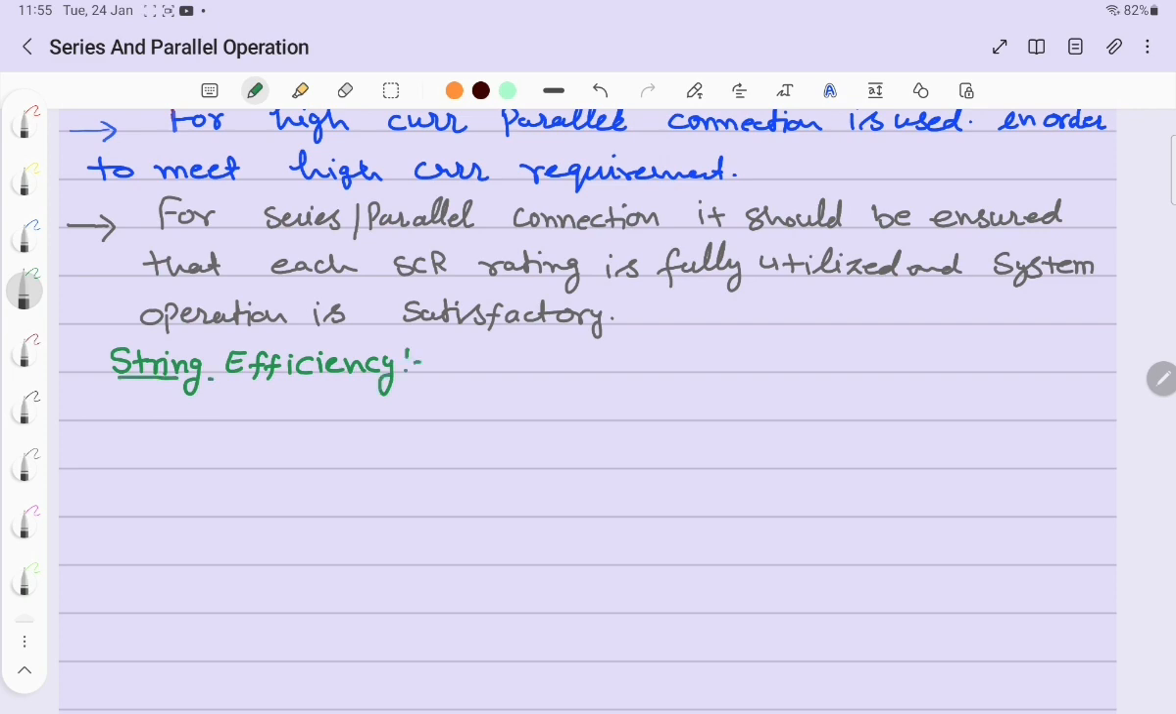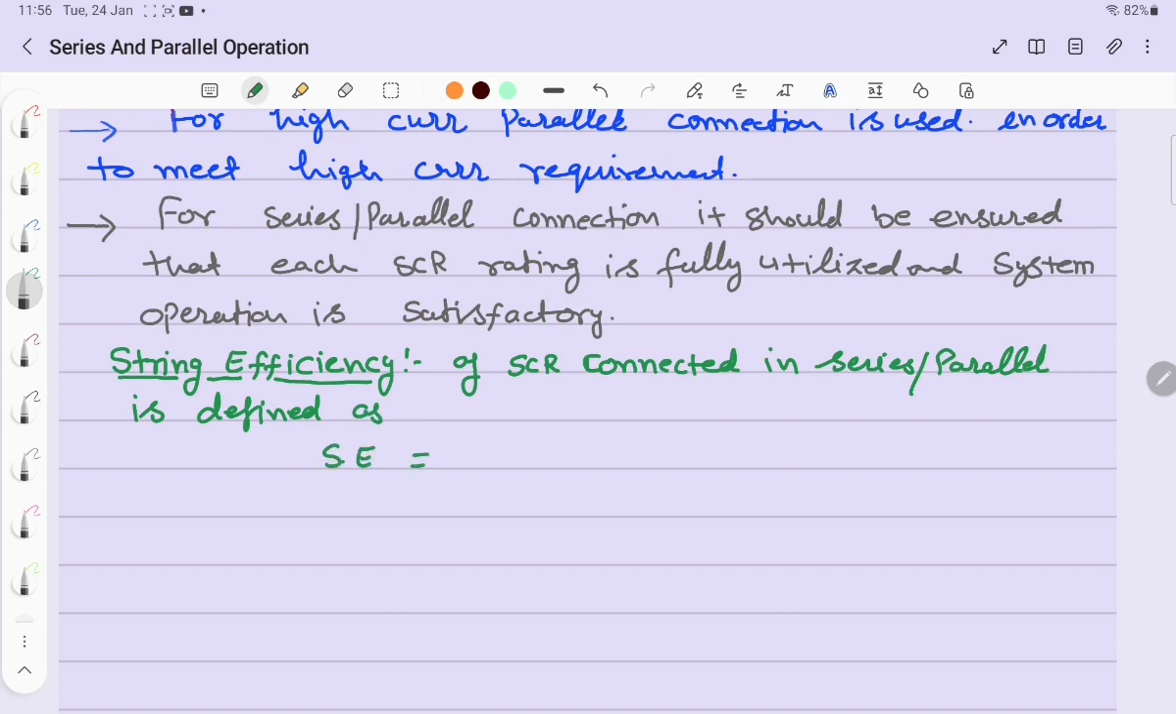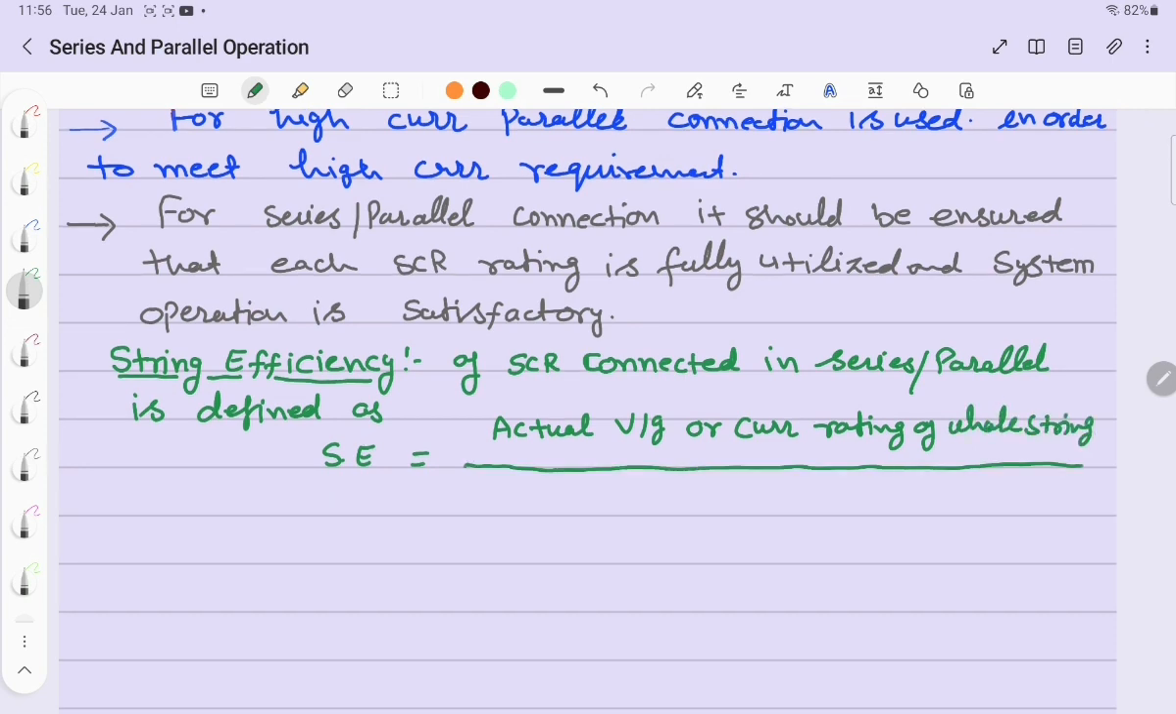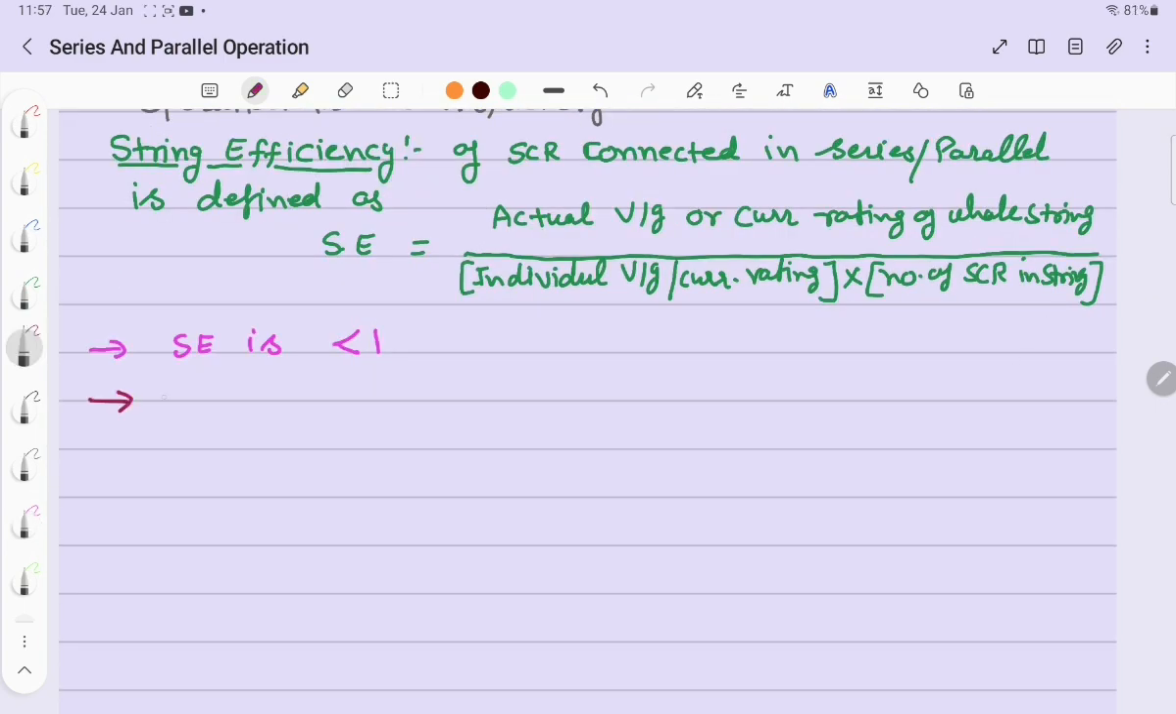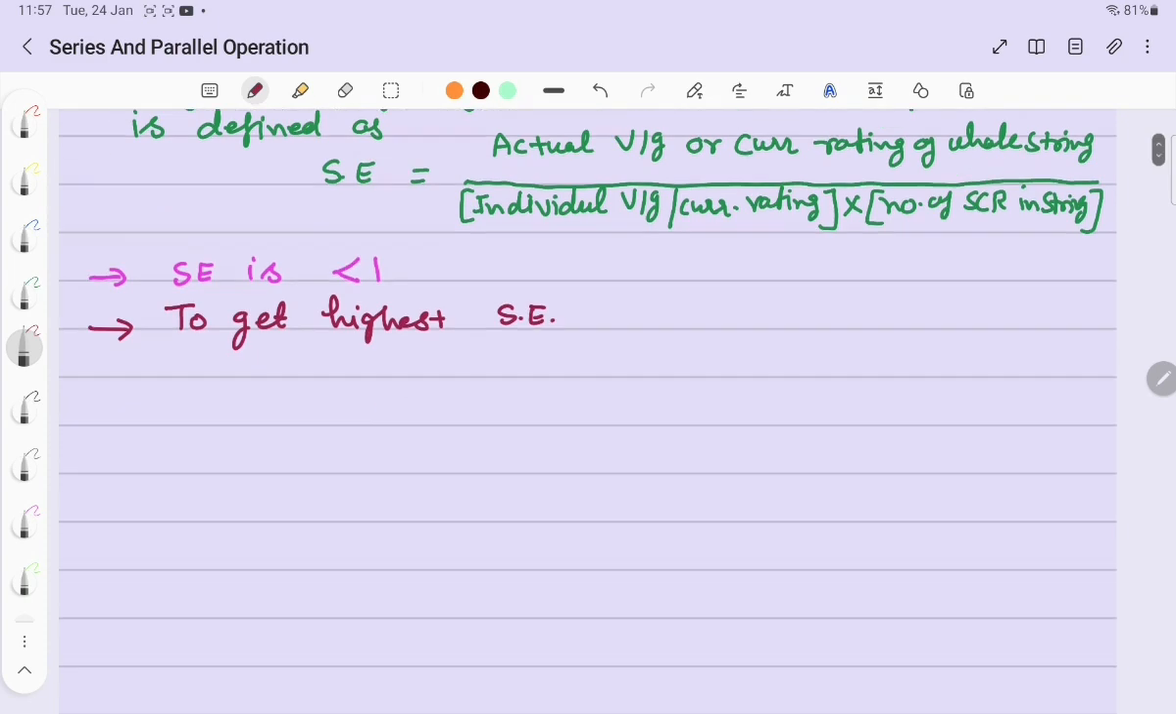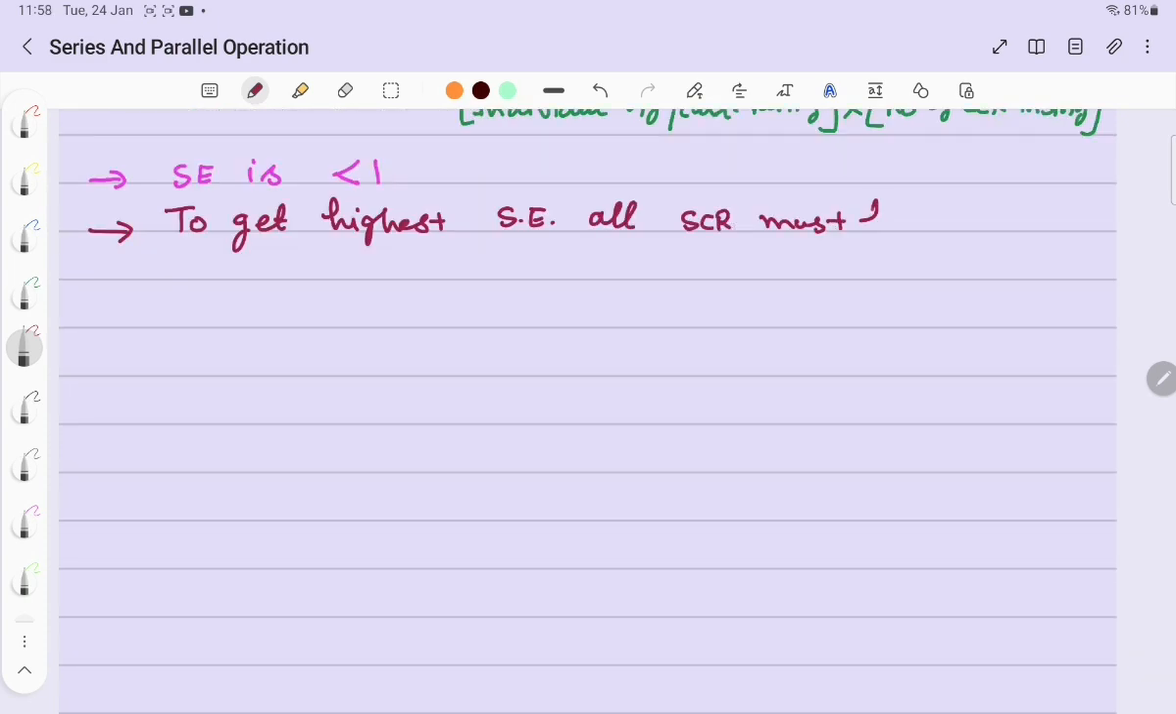is satisfactory, right? Here is the string efficiency. A string is formed when we connect several SCR in series or in parallel, and the string efficiency is defined as the actual voltage or current rating of the entire string divided by the individual voltage or current rating into the number of SCR in the string. Clear? So it is quite obvious string efficiency is always less than 1, right? String efficiency is always less than 1.